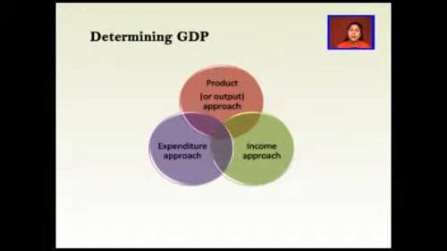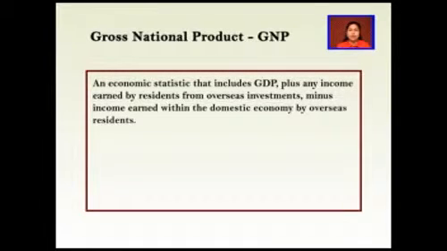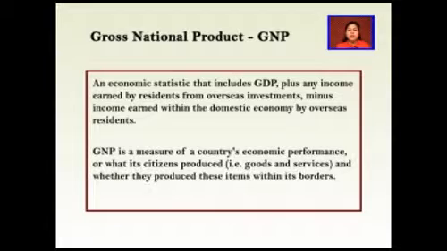included in GDP. Now, the gross national product, the GNP. What does gross national product mean? An economic statistic that includes GDP plus any income earned by residents from overseas investments minus income earned within the domestic economy by overseas residents. GNP is a measure of a country's economic performance, or what its citizens produced, that is, goods and services, whether they produce these items within its borders.